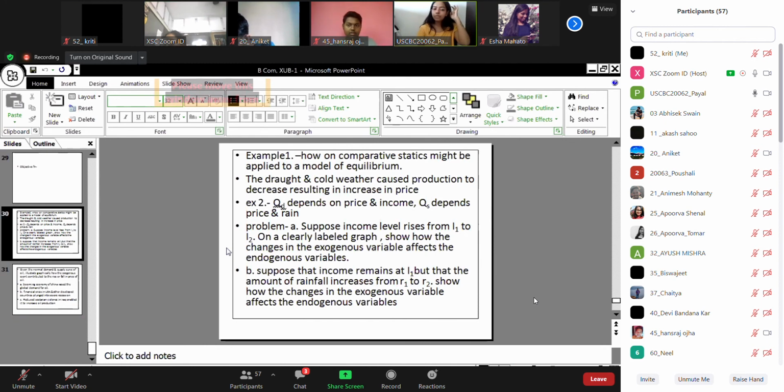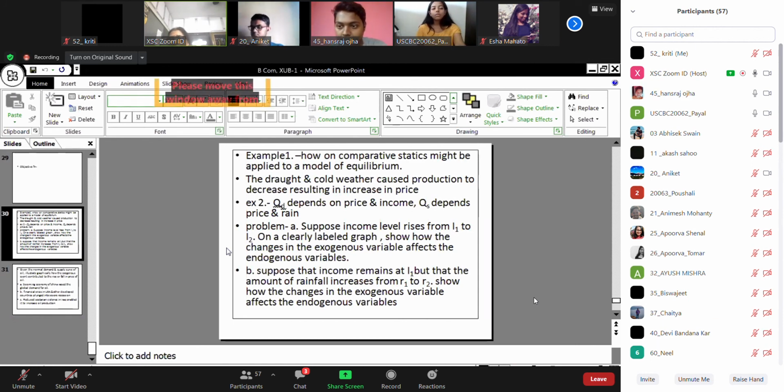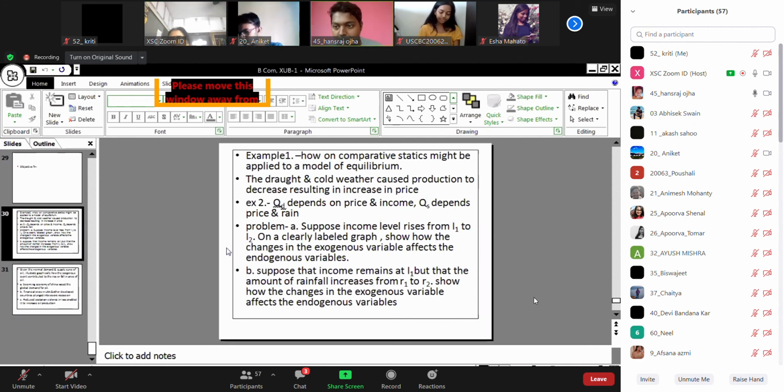Ma'am, demand will shift to the right side. Why will demand shift to the right, beta? Because there is drought and cold weather, that will cause a change in supply, not demand. Okay, that will cause a decrease in supply. The demand position will remain the same. There is no change in demand, but there is a decrease in supply because of the cold weather. The supply curve will shift to the left. So then what will happen to the price and quantity?